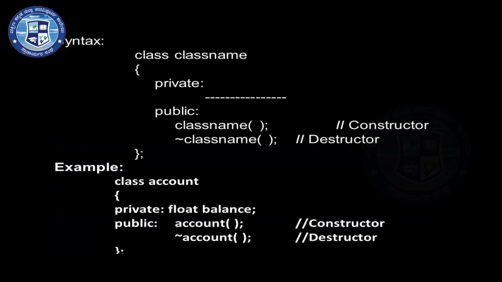One small example we will observe here. Class name is given as account. In private section we have float balance, one data member is given. In public section you can see account, that means it is a constructor because class name and constructor name should be same always. And in public section once again you can see one more account with the tilde symbol, it indicates a destructor. Always remember students, constructor name and destructor name should match, and always it should be declared in public section, but always destructor name should begin with tilde symbol.